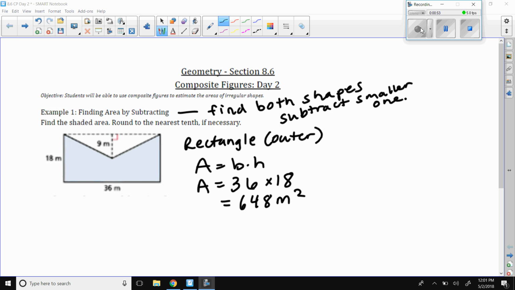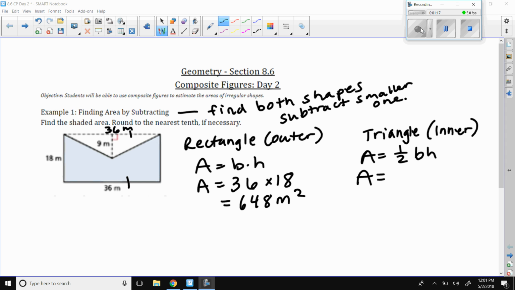Okay, the second thing that you want to do is find that other shape. So my triangle is my inner shape, or my unshaded shape. I know what that formula is, 1/2 base times height. Okay, looking at my picture, this is going to be 36 as well, so the base of my triangle is 36, so I have 1/2 times 36, and then the height was given to me as 9. So doing all this out, I end up with 1/2 times 36, which is 6, so 6 times 9.